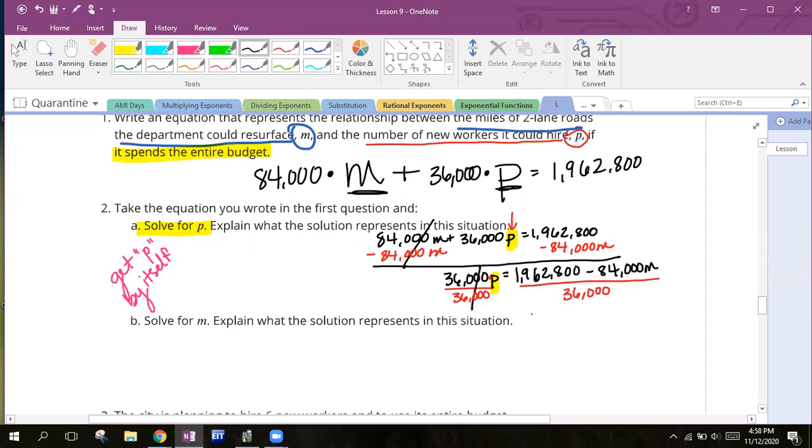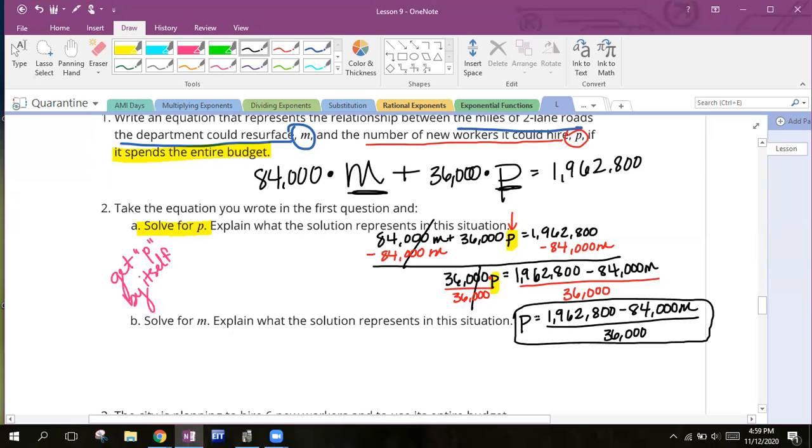That's going to cancel those out, and I'm left with P equals, and I'm just going to write it all out, 1,962,800 minus 84,000 M, all divided by 36,000. And now I have solved my equation for P. And I can't do any more with that unless they told me what M or P equaled, because once again, I cannot solve an equation that has two unknown variables in it.